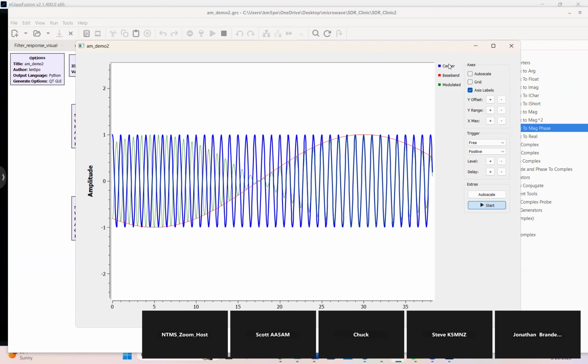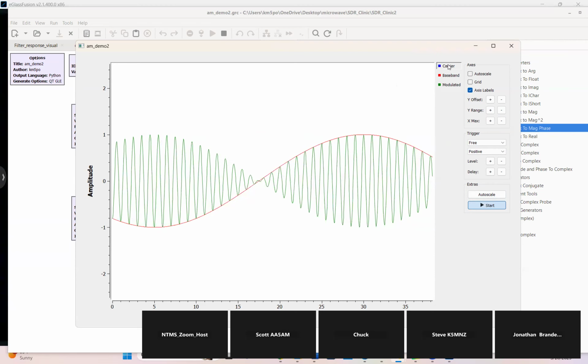So we can just chop some of this up. We can turn off the carrier graph, and now you can see a little bit better what's going on with the red baseband, which once again is fluctuating around a value of 0. And so is the modulation, and so is the carrier.